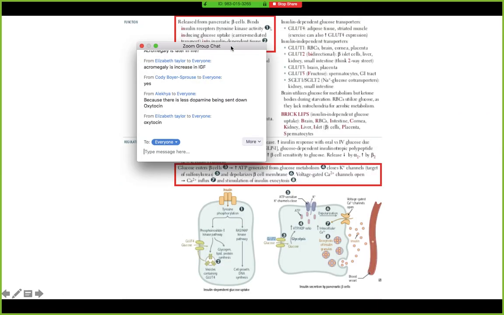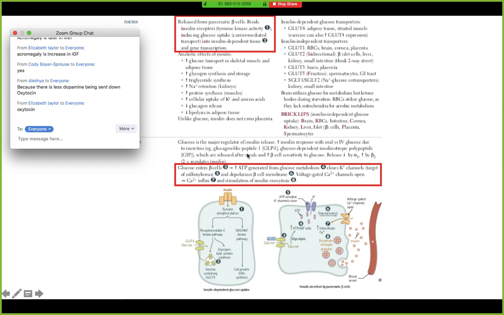Okay. And I thought First Aid did a good job of simplifying the physiology of insulin secretion. If you come down here, it talks about the fact that glucose enters the beta cells via the GLUT2 transporter. And then you're going to have an increase in ATP, generated from glucose metabolism.